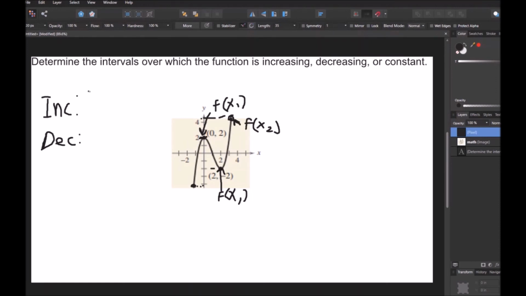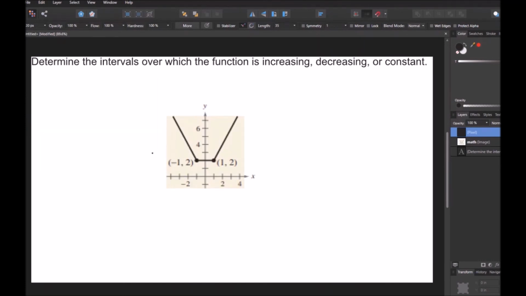increasing from negative infinity to 0, union. This union is like a long U, like it looks like this. It just means and. Union 2 to infinity. Like this. Then it's decreasing from 0 to 2. And that would be your answer for this one.